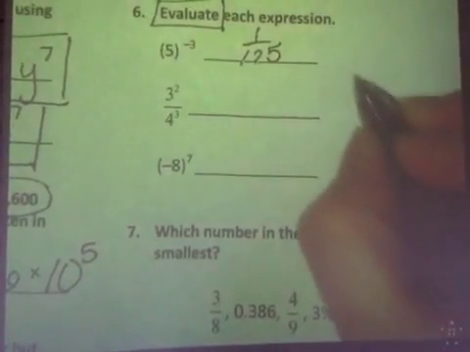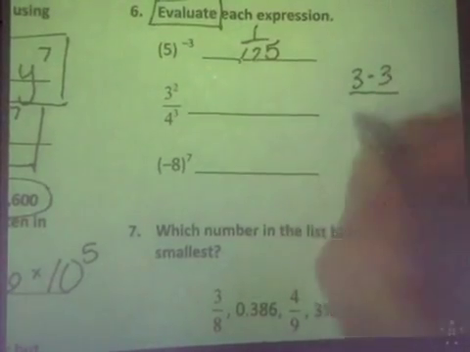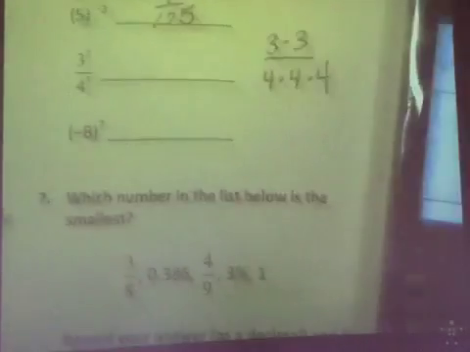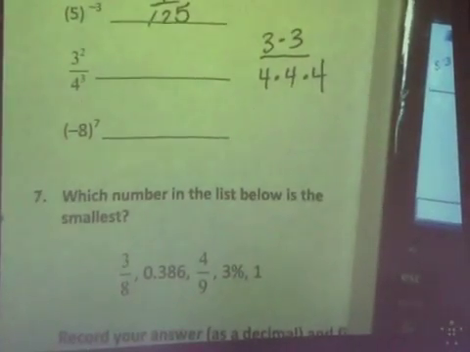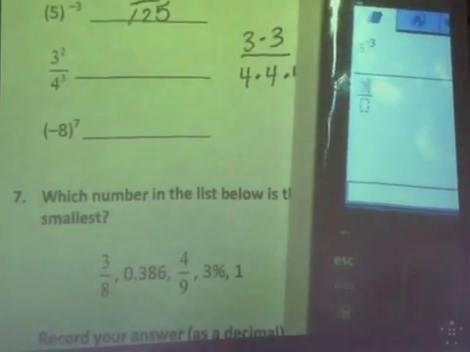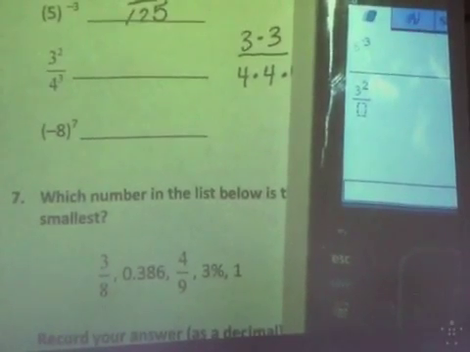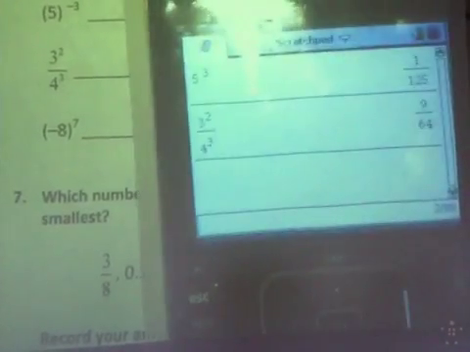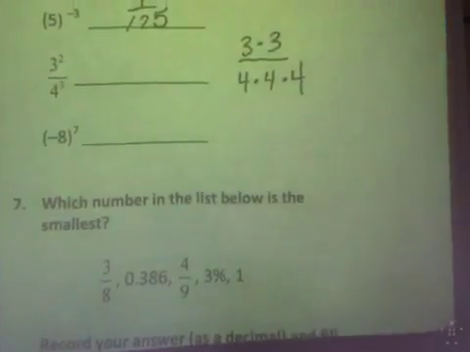Okay, the next one, 3 squared over 4 to the 3rd power. I could write it out, 3 times 3 over 4 times 4 times 4. Okay, or stick it in your calculator. Control divide will let you put in a fraction just like that. 3 squared on top, 4 to the 3rd power on the bottom will give you 9 over 64.